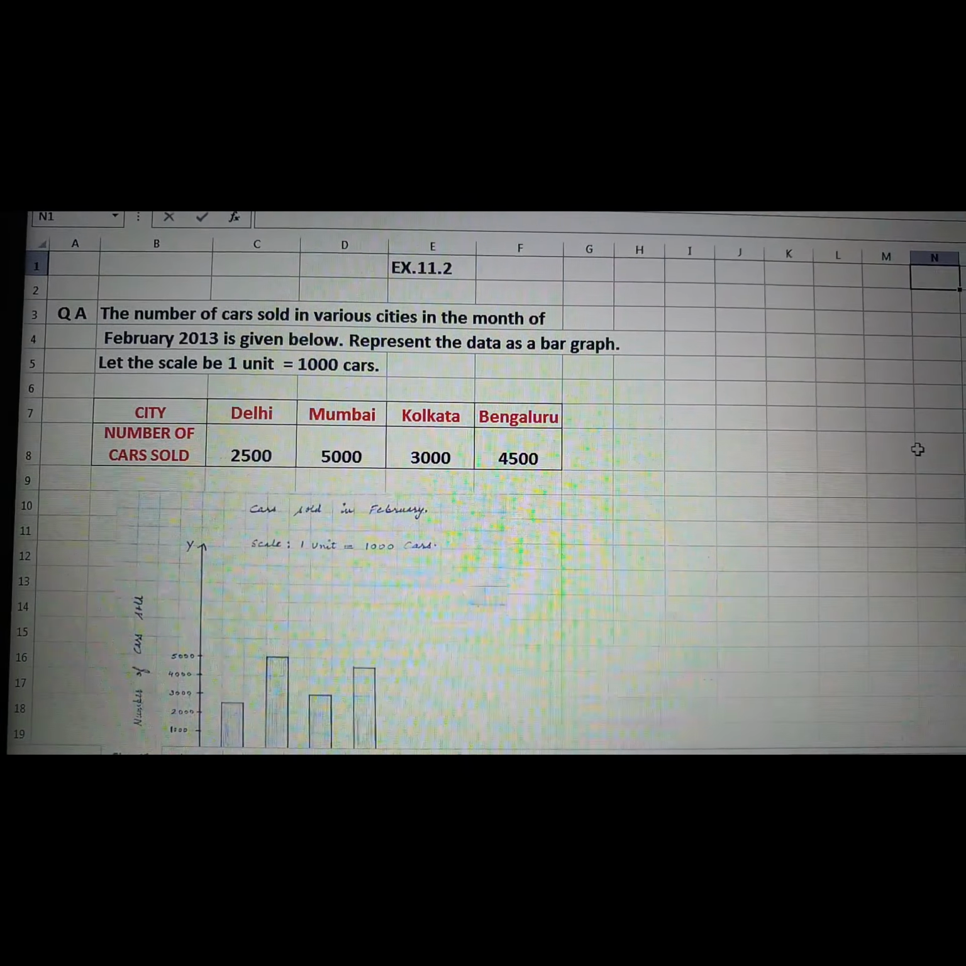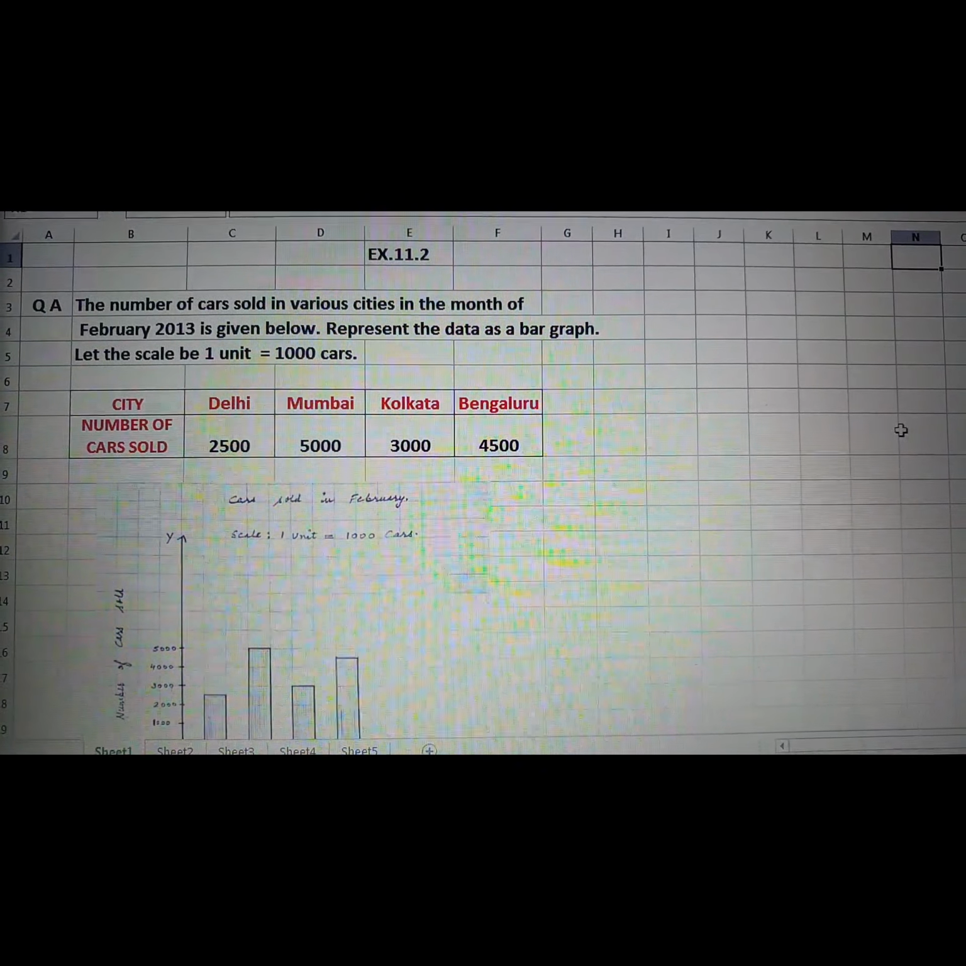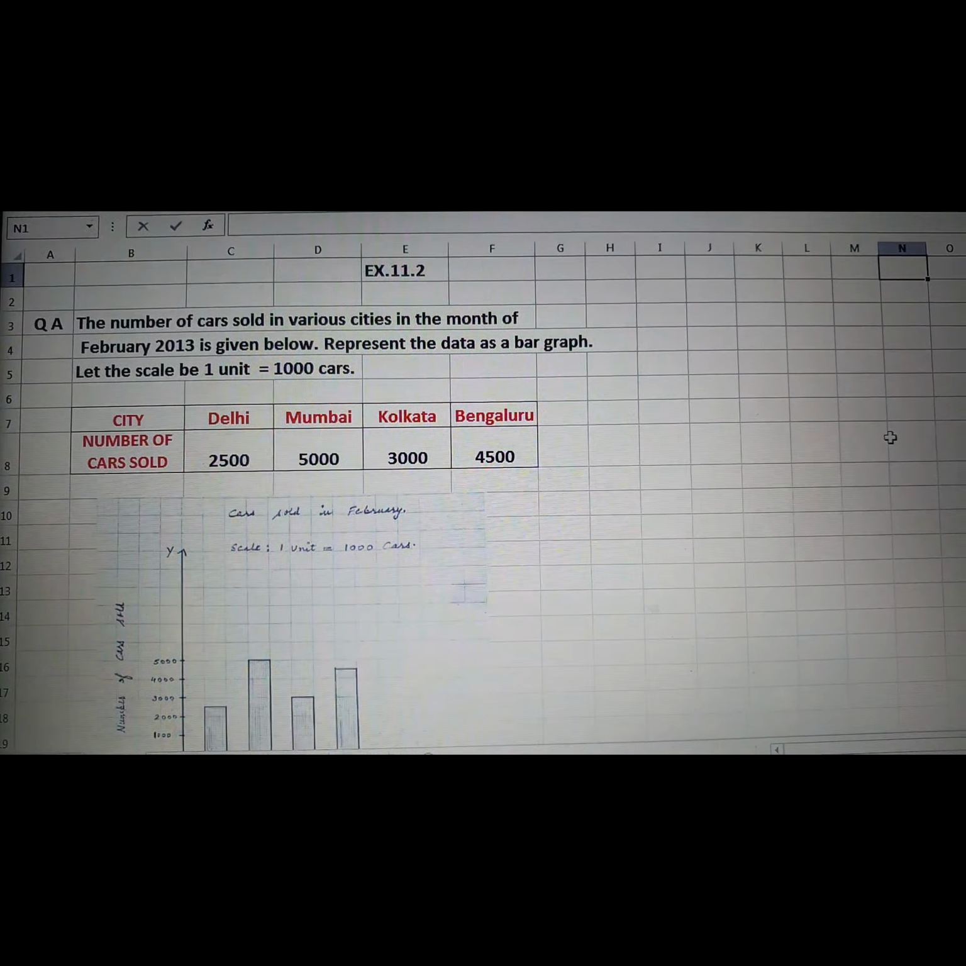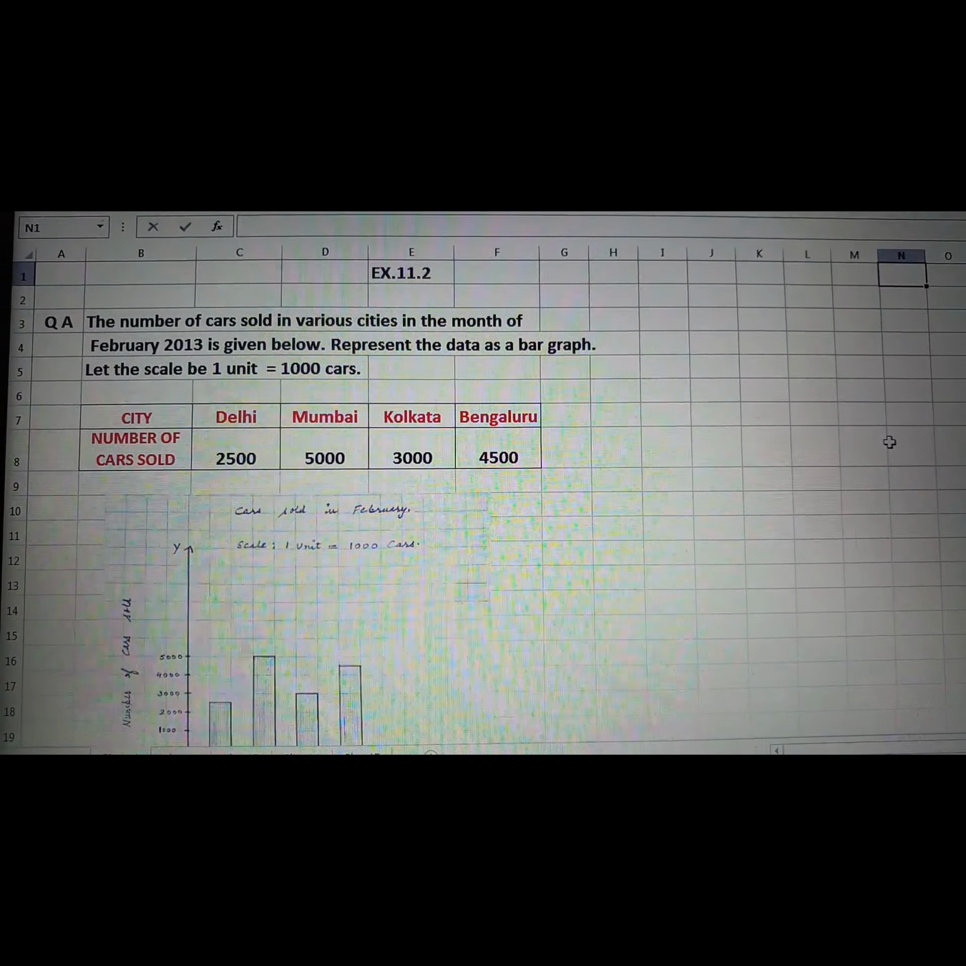Now we will start exercise 11.2 and question A is number of cars sold in various cities in the month of February 13 is given below. Represent the data as a bar graph. Let the scale be 1 unit equal to 1000 cars.